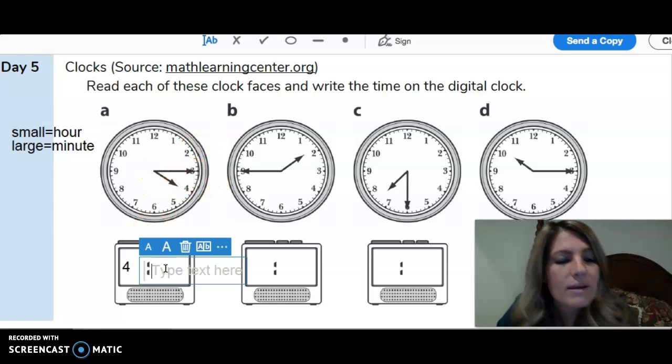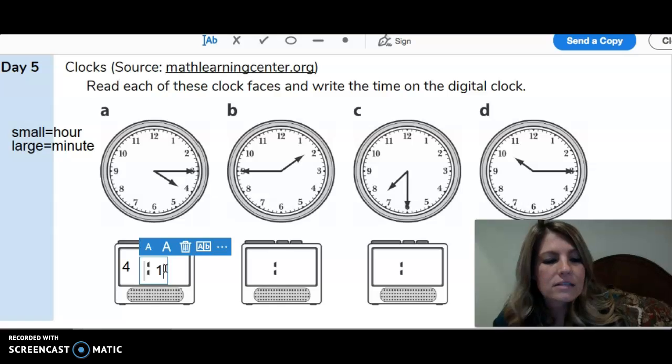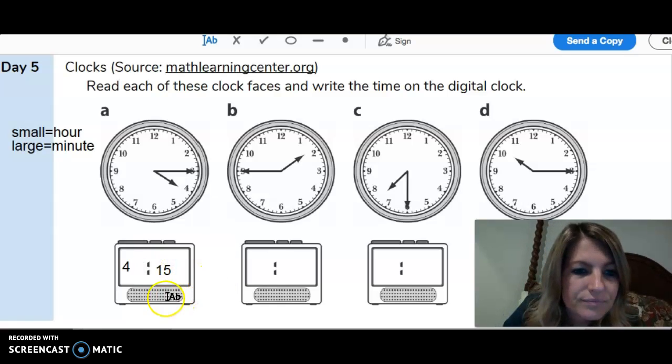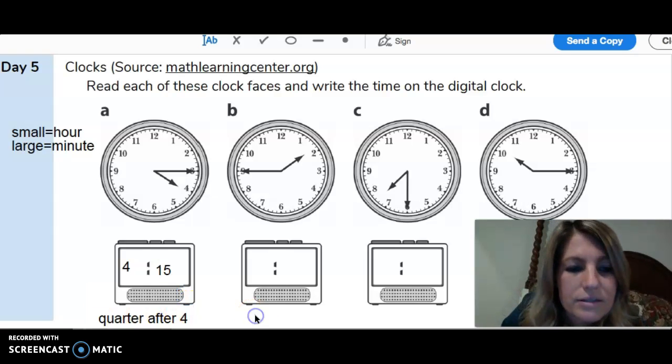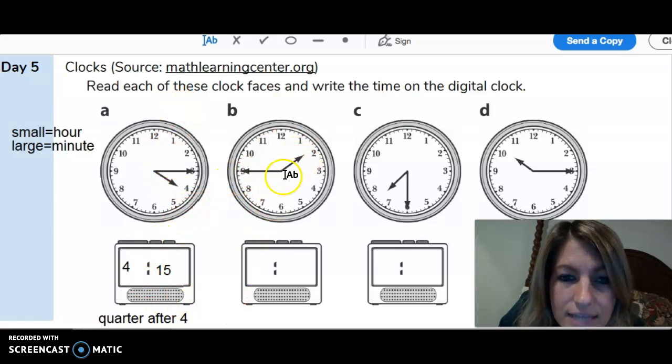So the time on the first clock, A, is 4:15. We can also say that it is a quarter after 4. Okay, you might hear some grown-ups say that. It's a quarter after 4 or 4:15. All right, let's take a look at our second clock.